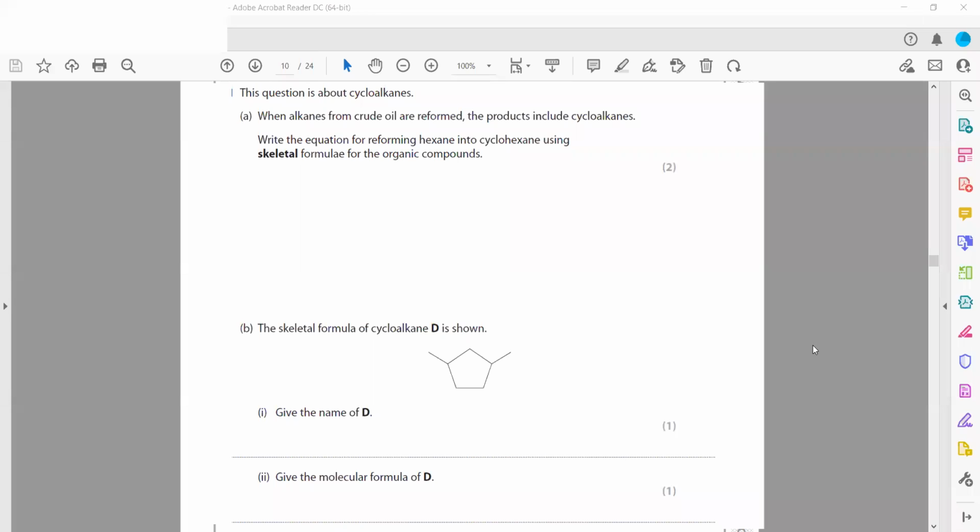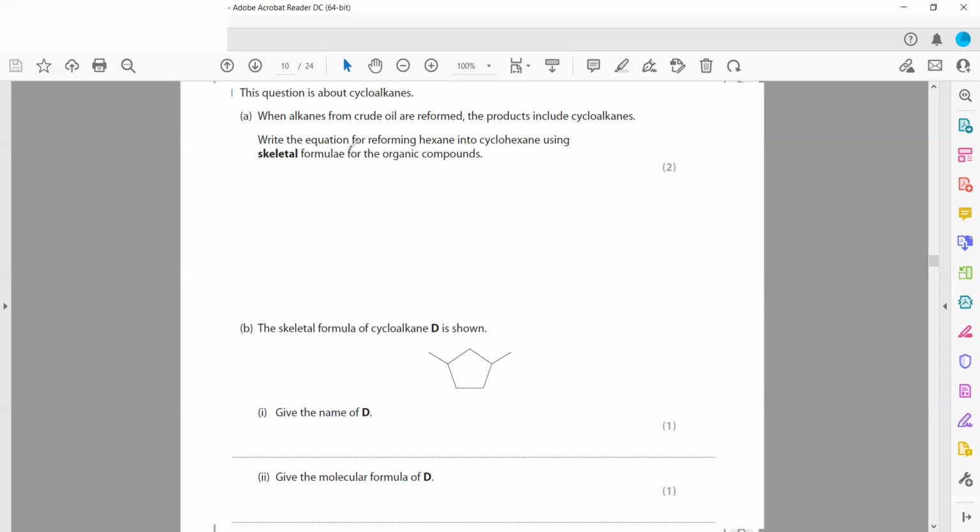This question is related to cycloalkanes. When alkanes from crude oil are reformed, reforming means converting the alkane into a branched or a cyclic compound. We call that process reforming. So write an equation for the reforming of hexane into cyclohexane using skeletal formulae for organic compounds.